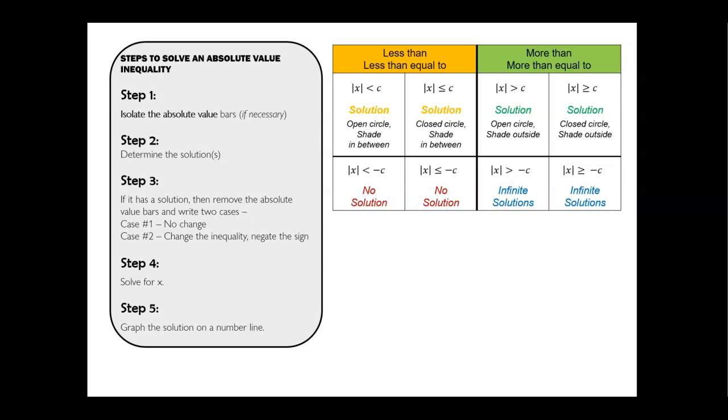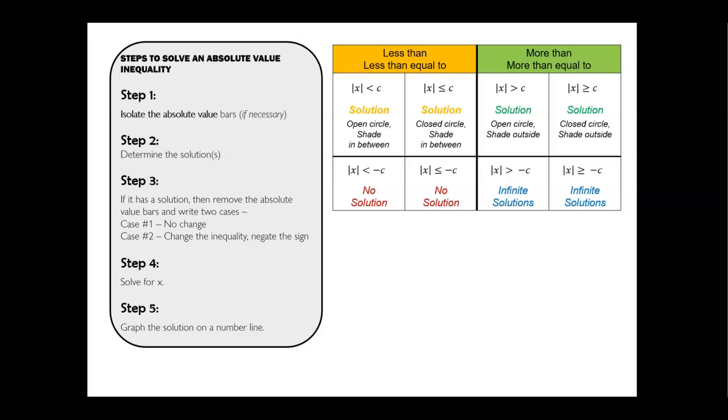It says, step 1, isolate the absolute value bars. We did this last week. You get the bars by themselves. You get rid of the loner, you get rid of the coefficient, you get the bars by themselves, okay? Step 2, determine the solutions.